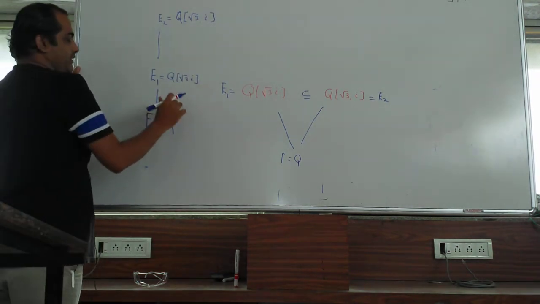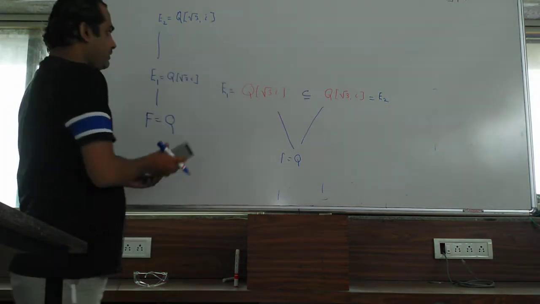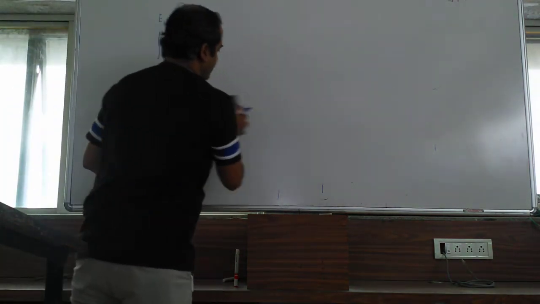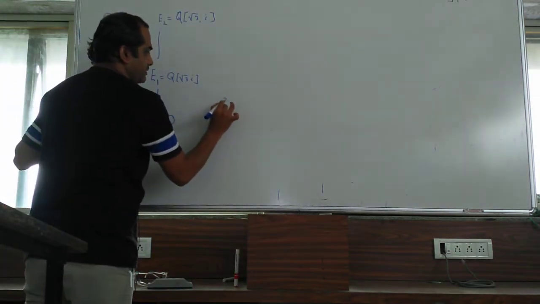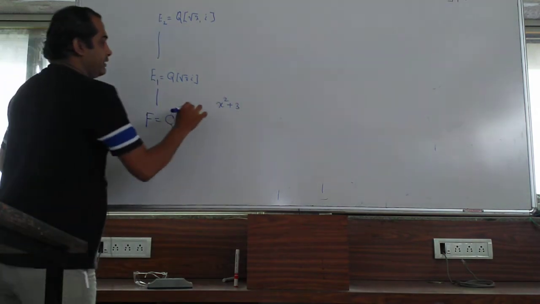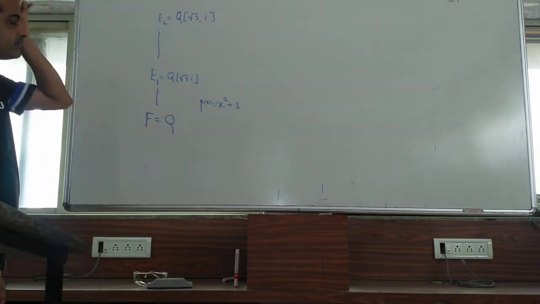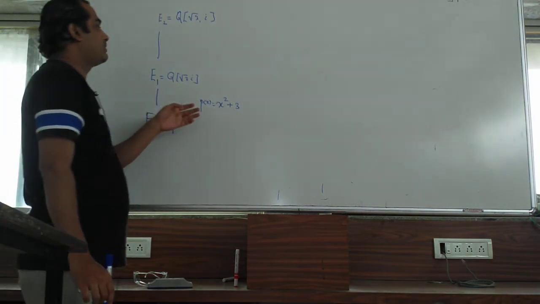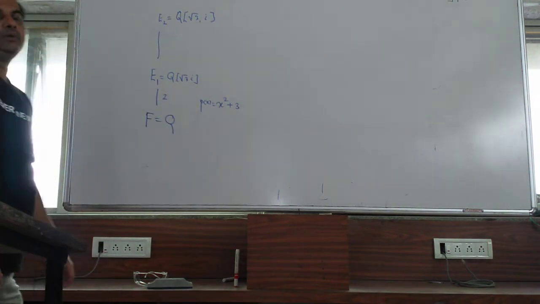Now what is this degree of extension? To find it, we can take the simple minimal polynomial, which is irreducible, x square plus 3. What is the root of x square plus 3? Plus or minus root 3 i. Degree 2. So the degree of extension is 2.